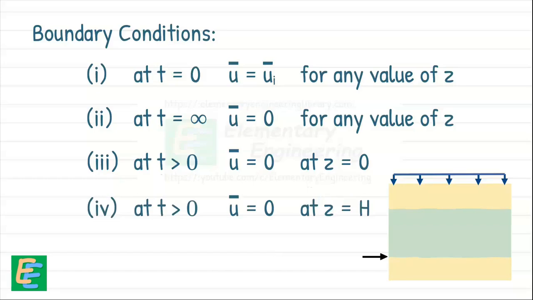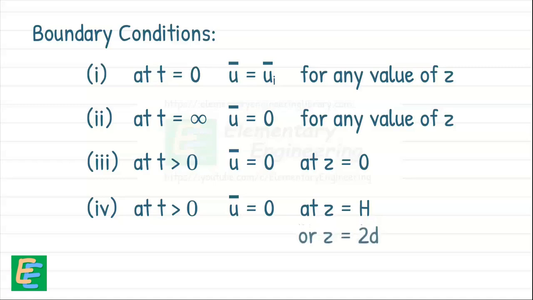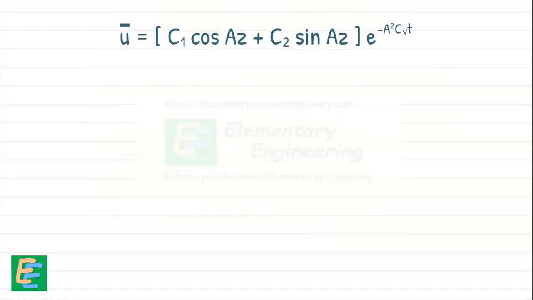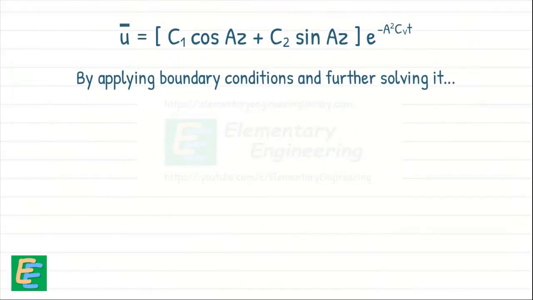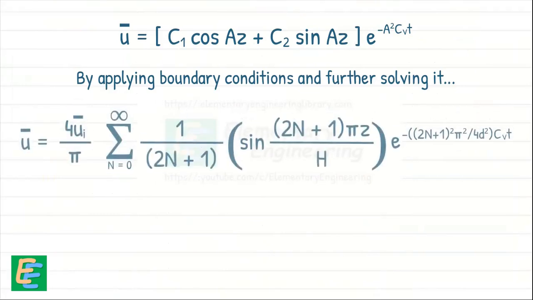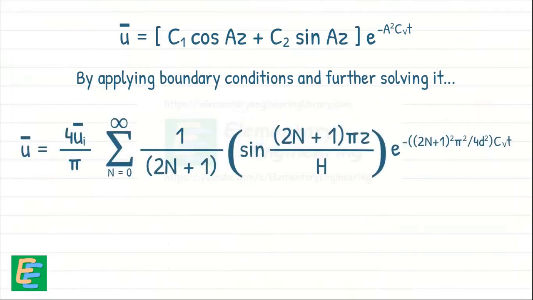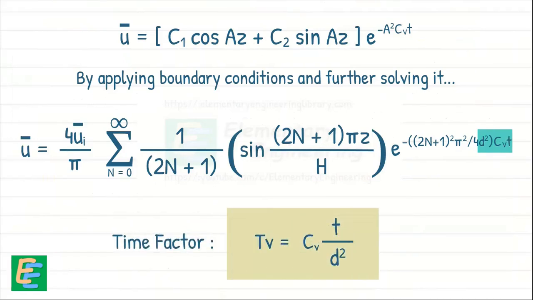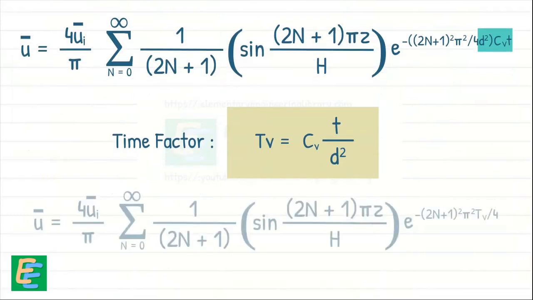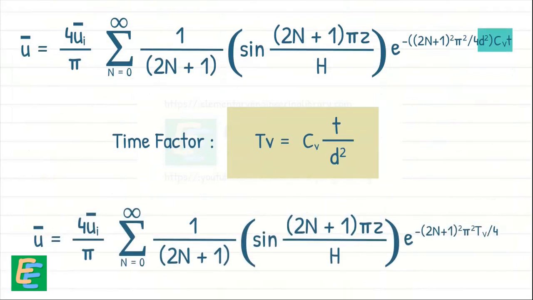We can also write a depth Z as twice of drainage path in case of two-way drainage. Then, by further solving the equation by applying the boundary conditions, we arrive at this short and sweet equation. In this equation, this quantity is defined as the time factor. Then this equation has become even more short and much more memorable.